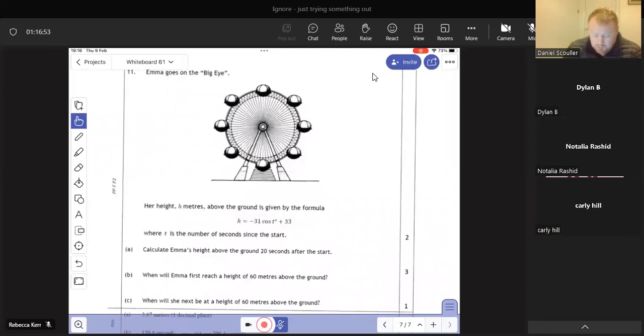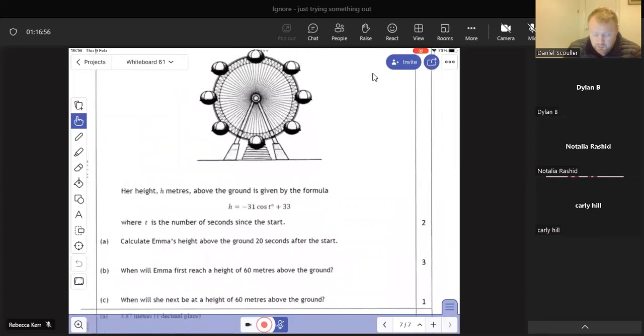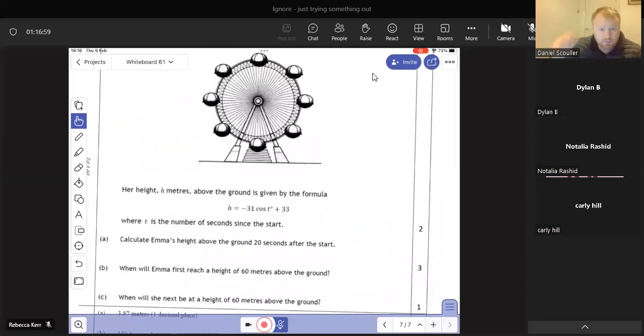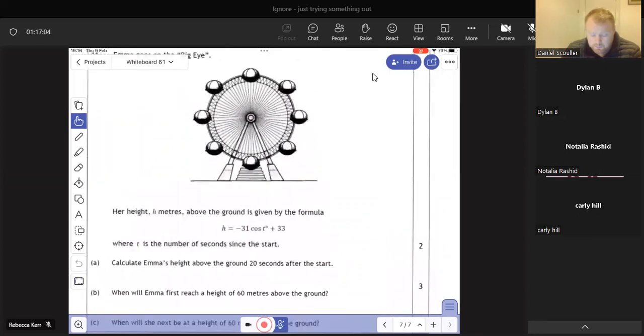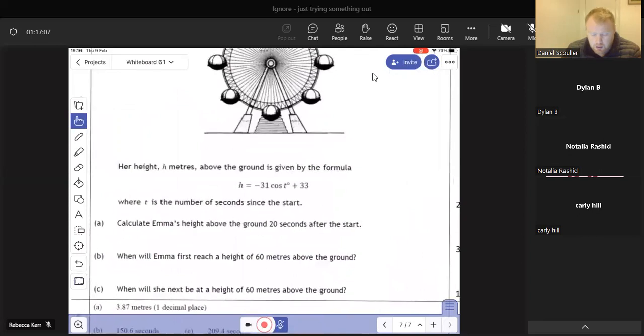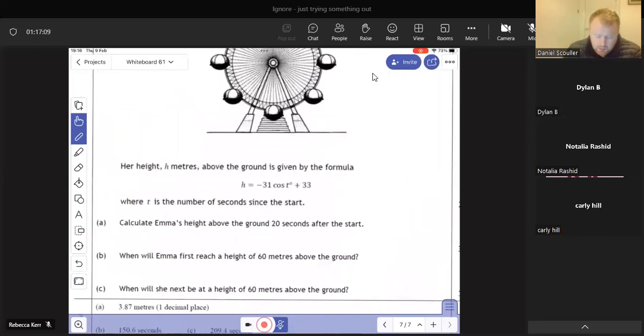All right. So similar type question. We've got something that's rotating, going round and round, and there's going to be questions off the back of that. So someone's sitting in that, Emma, and she's rotating. Her height again is h. And this time instead of the letter x, they've put in t. Now t is just the number of seconds since the start. We're going to treat that the exact same as we treat x. So we're not going to treat it any differently than we treat x in that last question.